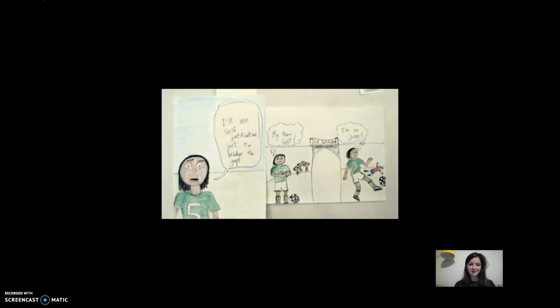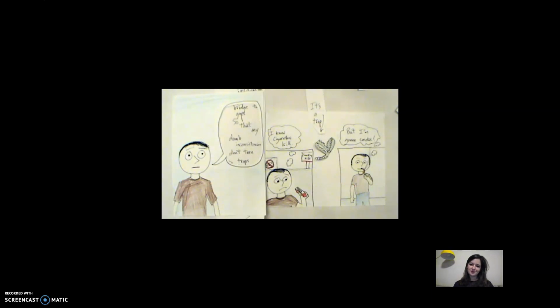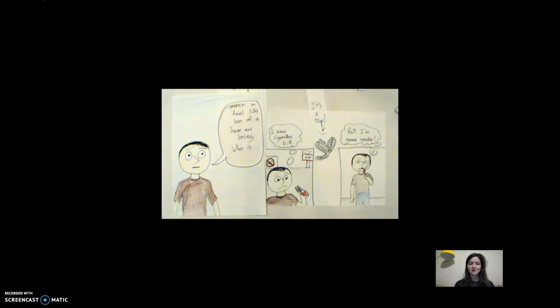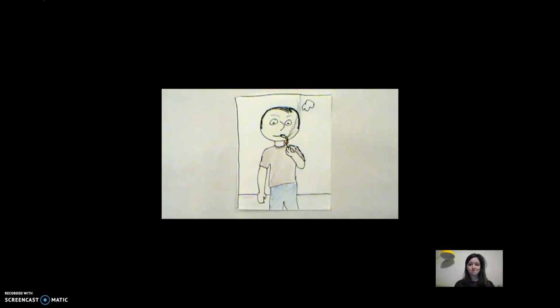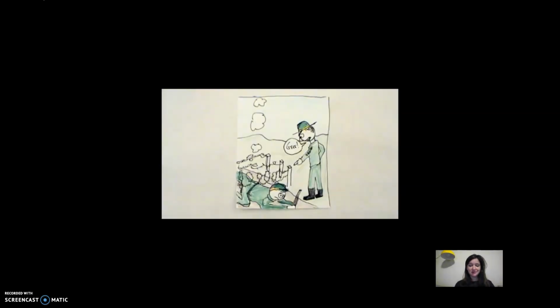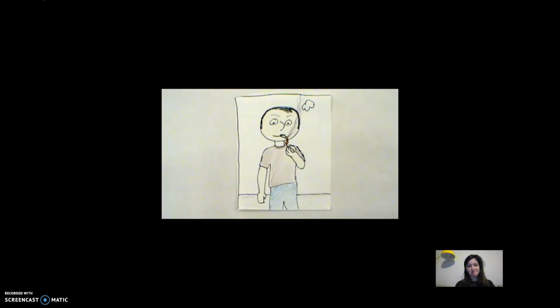Use self-justification just to bridge the gap so that my dumb inconsistencies don't turn to traps. That might make me look or feel like less of a human being who is dumb, ignorant, weak, and not worth seeing.